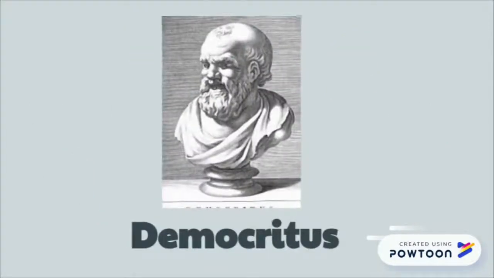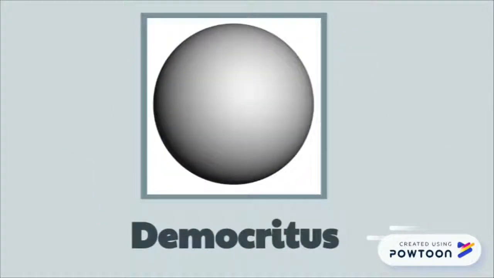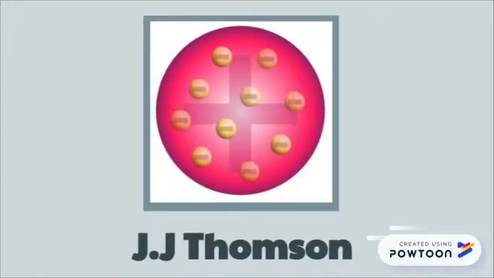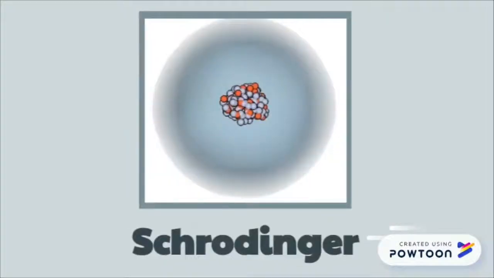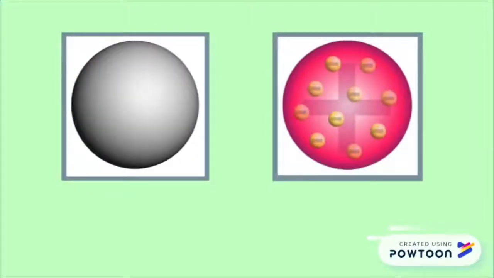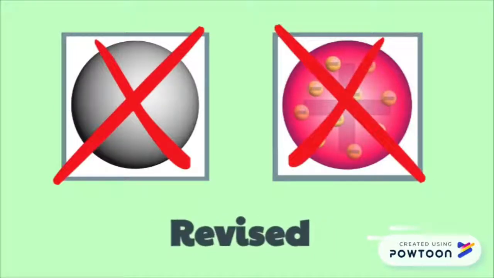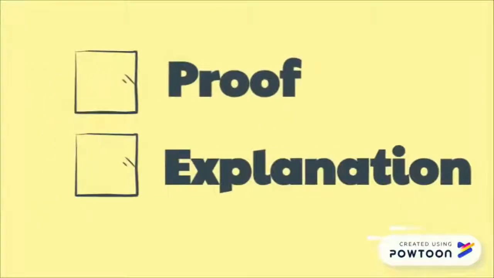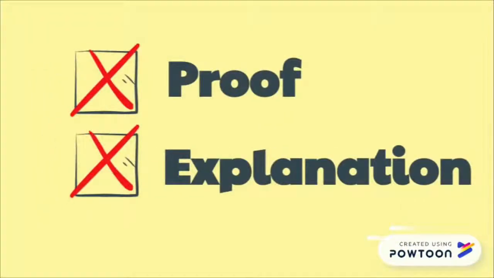From Democritus and his ball-like structure of an atom, and other scientists and philosophers who came up with different models, such as the plum pudding model of Thomson and the electron cloud model of Schrödinger. However, many theories were criticized and revised because they lacked proof and scientific explanations.